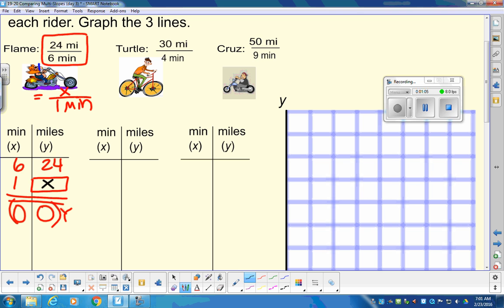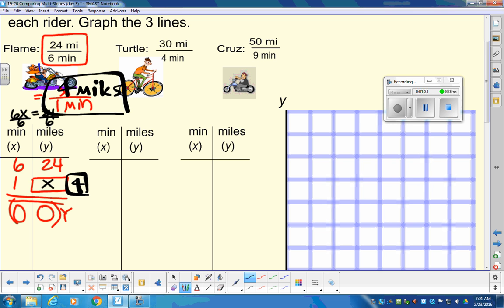So we would go ahead and multiply 6 times x equals 24, divide by 6, copy paste, and we get x equals 4. So that unknown value there is going to be equal to 4. So we would say that this rider, Flame, is going 4 miles in 1 minute. That would be our speed or our rate in which Flame is traveling. Now I have 3 data points. I can always try to get more, but we'll just start with that for right now.